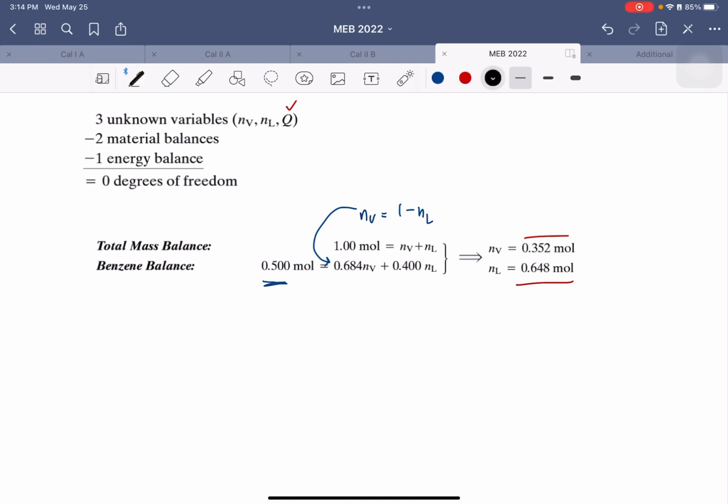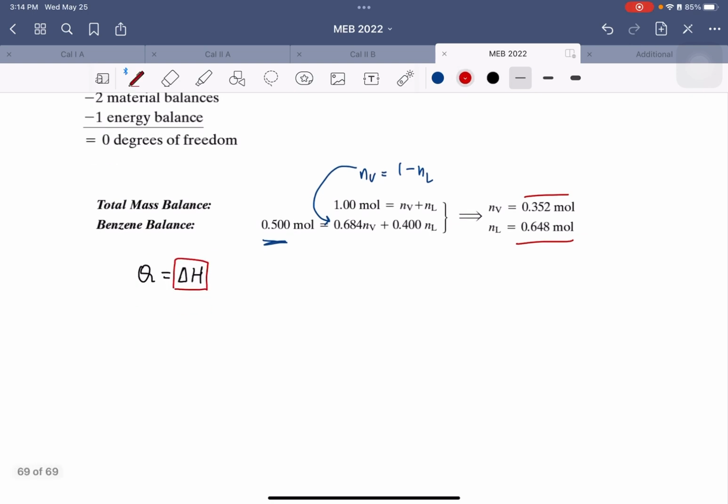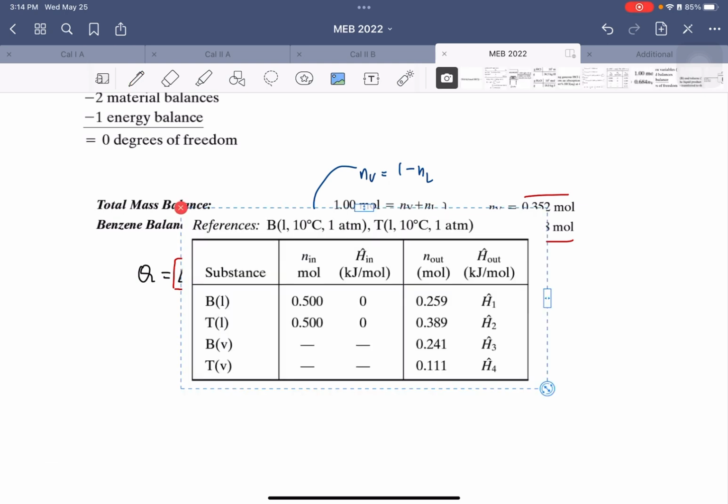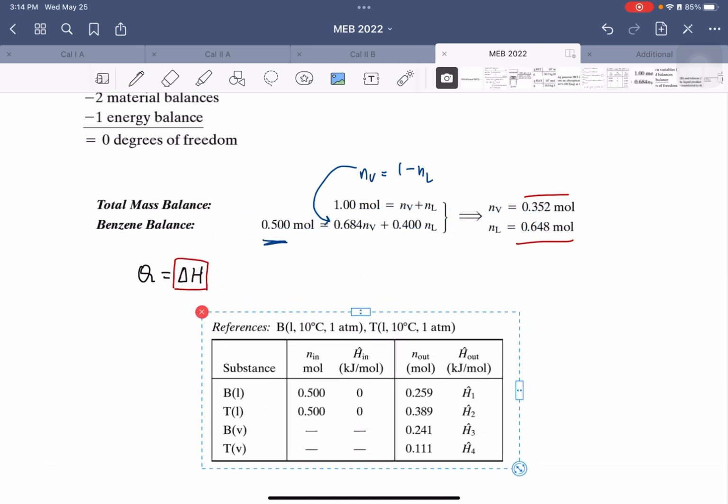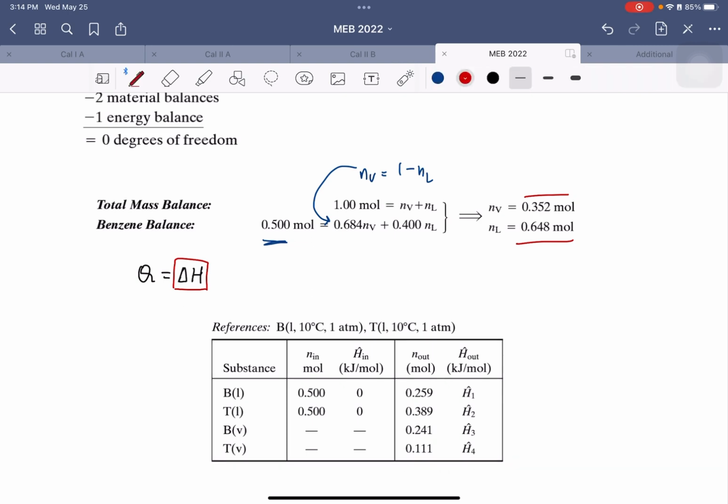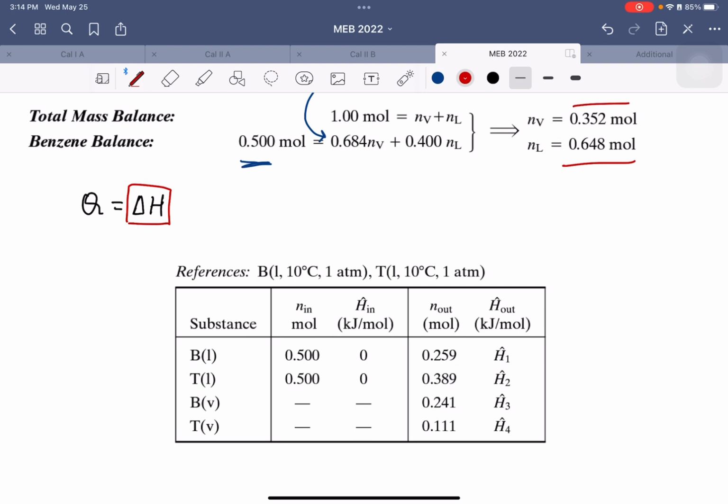The energy balance is basically just Q, and it is equal to the change of the enthalpy. So we are going to evaluate the delta H, and we are going to make a table and put in all the substances and choose the reference. The reference we take is benzene at the very early conditions, and also toluene at the early conditions. Both of these will be our reference, so take them as 0. So we are going to compute H1, 2, 3, and 4.